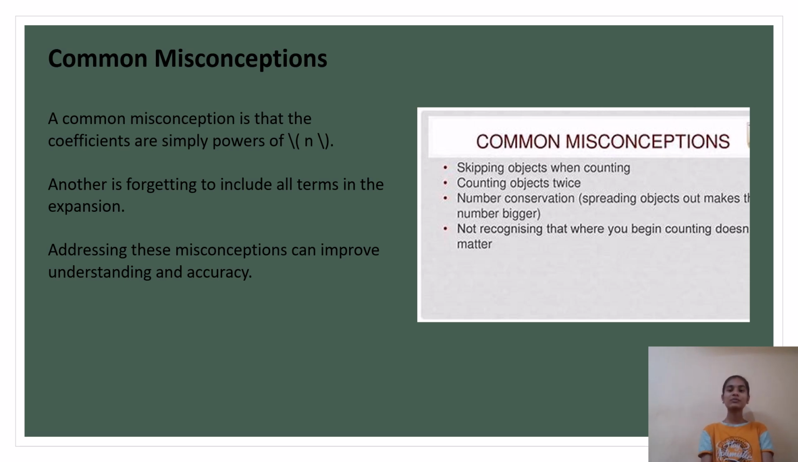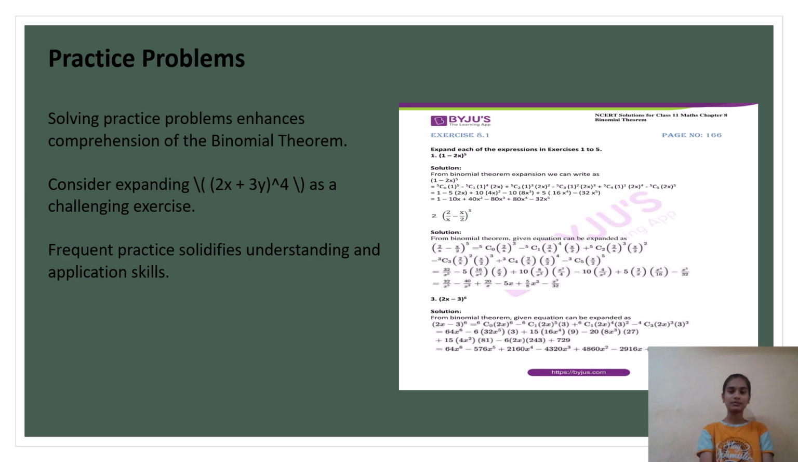Through this, one can skip objects when counting. Counting objects can be done twice. Number conservation, which means spreading objects out makes the number bigger. Not recognizing that the order in counting does not matter.